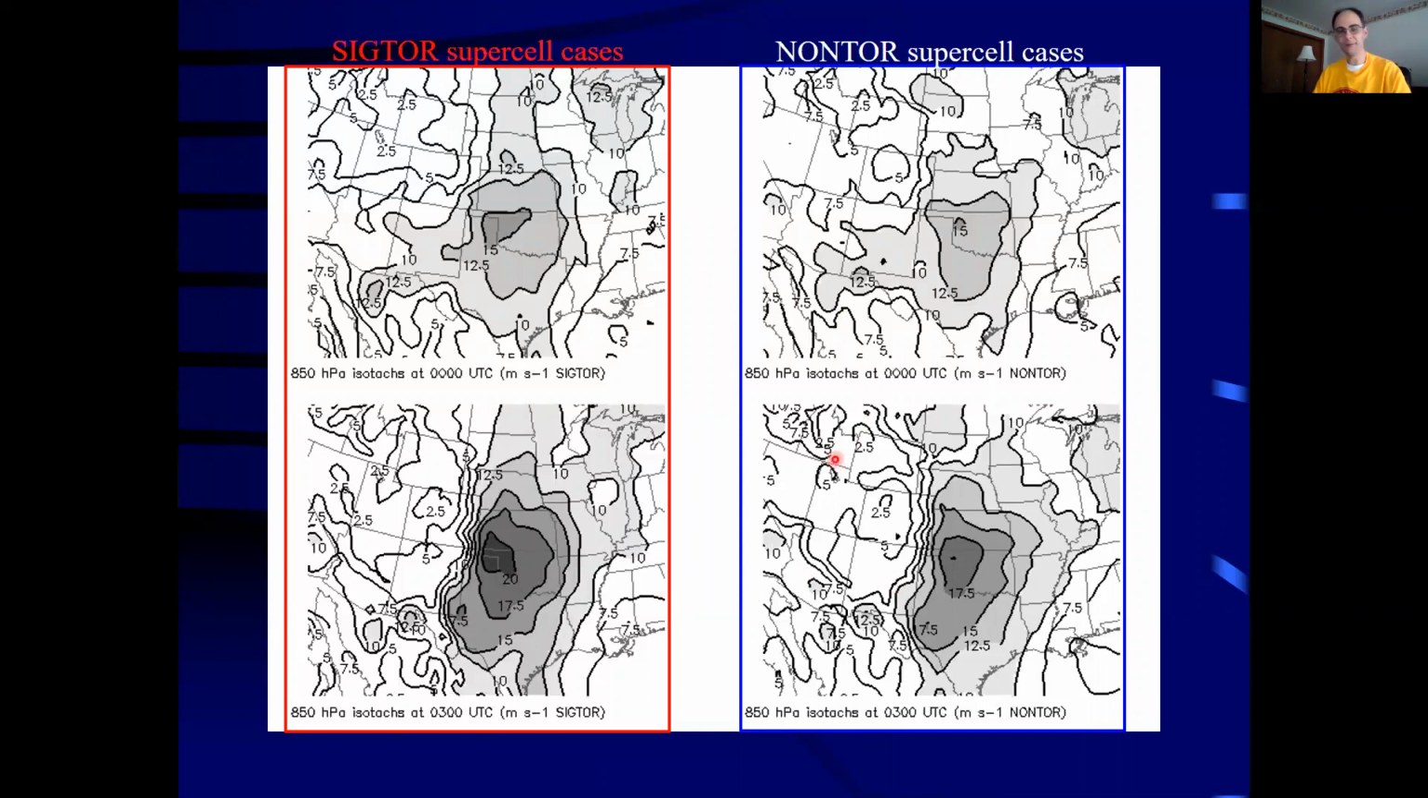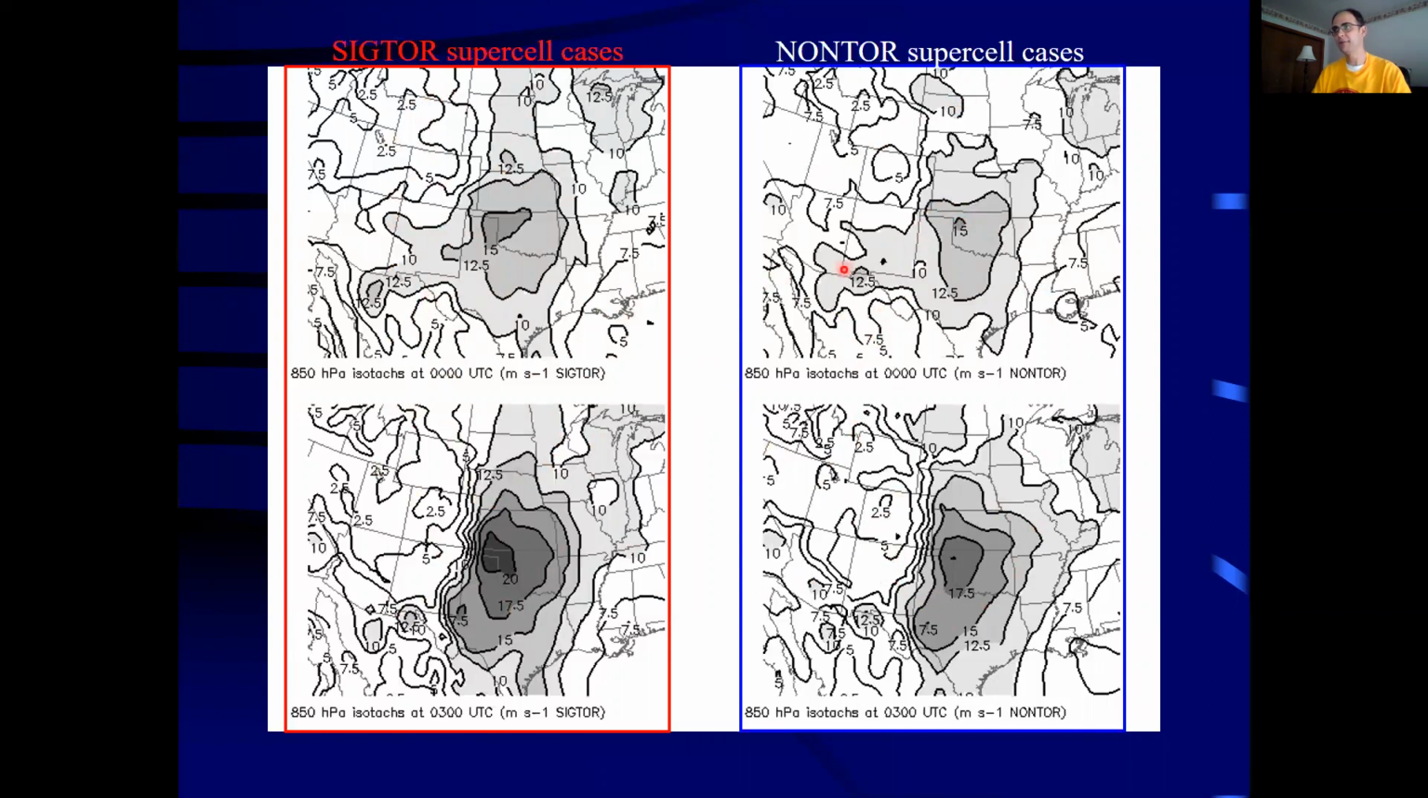So this figure is actually from Rich Thompson's excellent tornado forecasting workshop that he presented back in the spring of 2015, I believe. And what's shown here on the left are significant tornadic supercell cases, where significant tornadoes are defined as EF2 or stronger on the Enhanced Fujita scale. And then non-tornadic supercell cases are shown over here on the right.